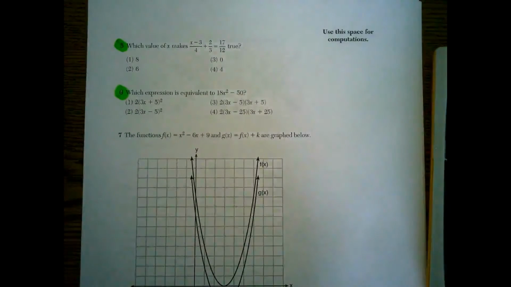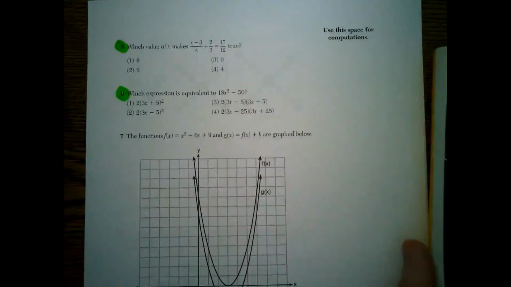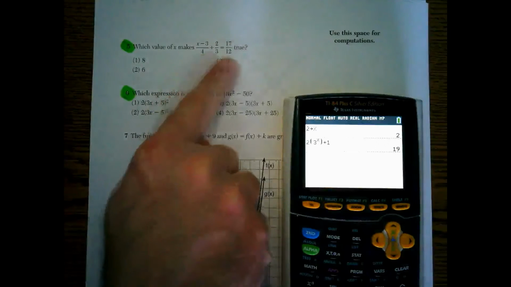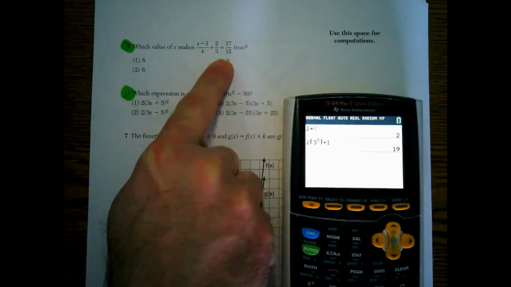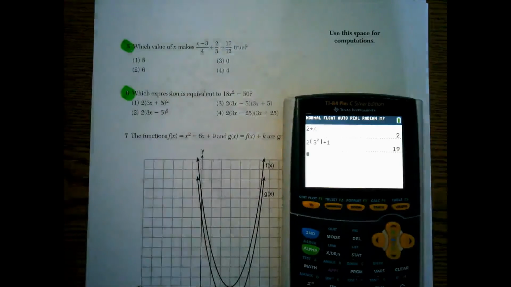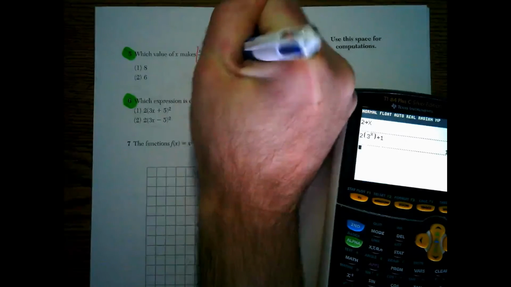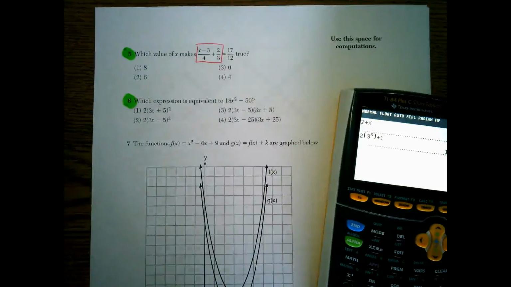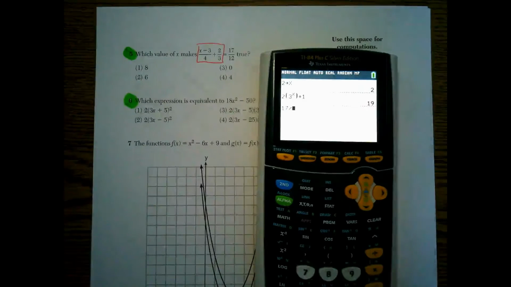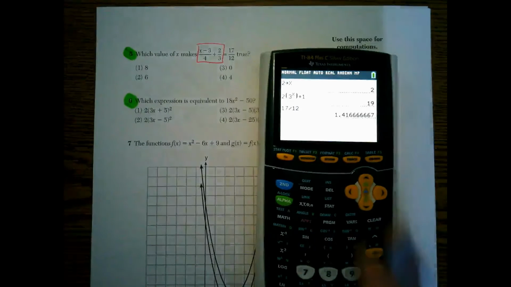I found 2 more on the January 2020 Regents. So on this one, which value of x makes all of this equal to 17 over 12 true? So what I'm going to do is I'm going to actually plug this section into the calculator. Now what I'm going to do is get what 17 over 12 is equal to as a decimal. So we're looking for 1.416 repeating.